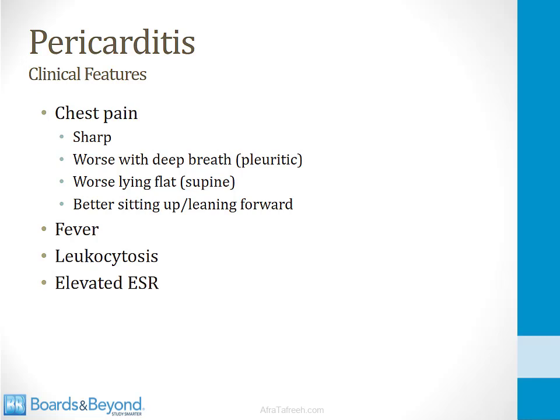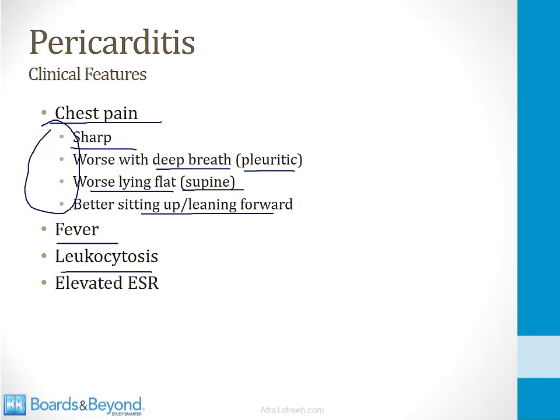The major symptom of pericarditis is chest pain, and it has very unique features that are different from ischemia. The chest pain of pericarditis is usually sharp. It's worse with a deep breath. This is called pleuritic pain. It's worse when patients lie flat, which is supine, and it's better when they sit up or lean forward. And all of these features are usually not seen in coronary disease. In addition, because this is an inflammatory condition, you may see fever or elevated white blood cell count or an increased erythrocyte sedimentation rate, all signs of systemic inflammation.